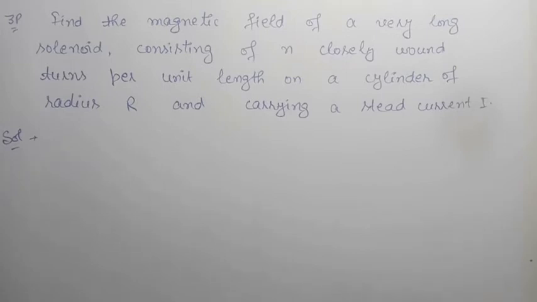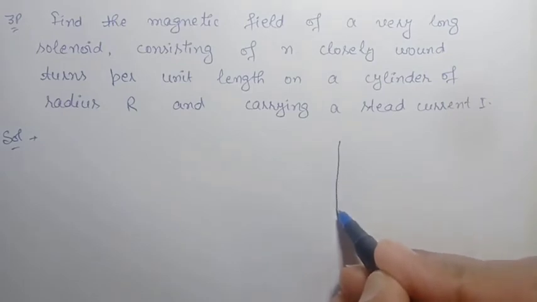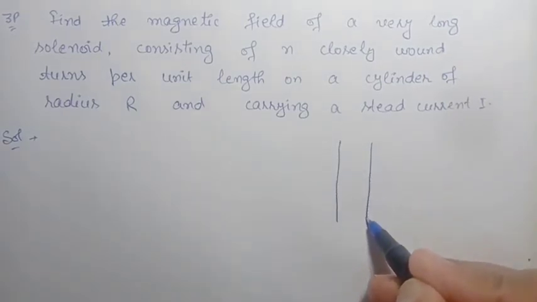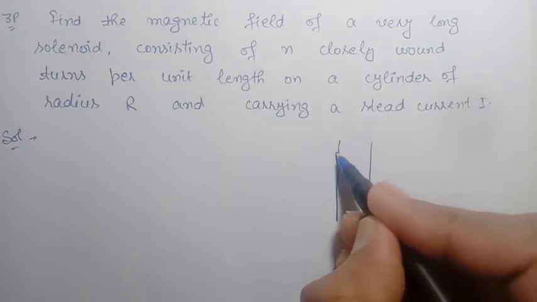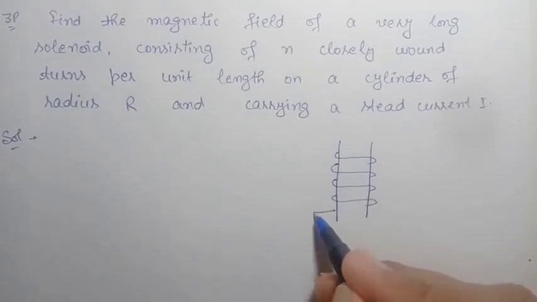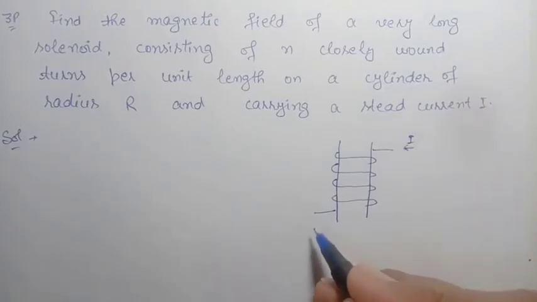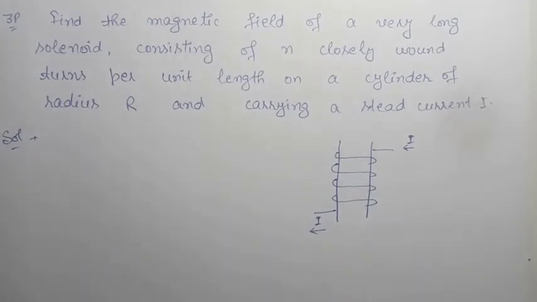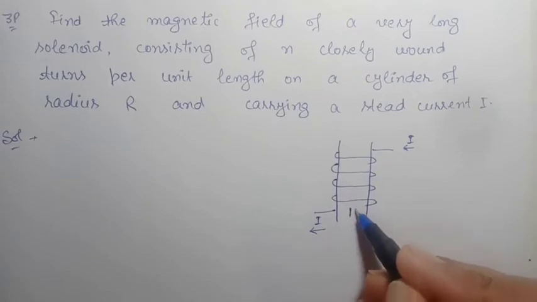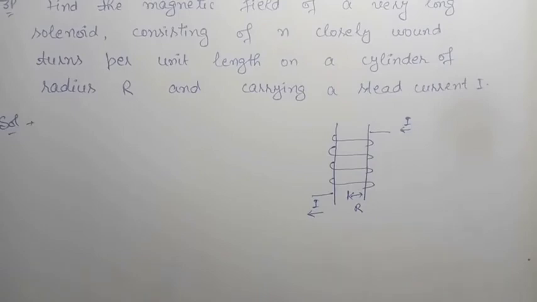So as per this problem, suppose this is a solenoid, and these are the wires wound on this, and suppose this current is I, this is the direction of the current, and suppose as per our problem this radius is r. Now the first point here is related to the direction.